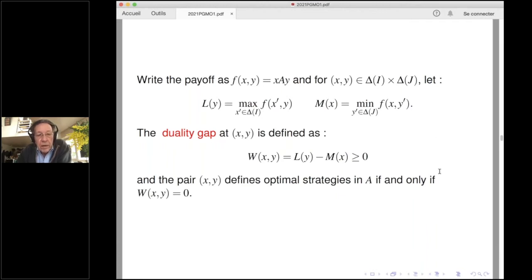And it's easy to see that a pair of strategies will define optimal strategies in the set A if and only if the duality gap is 0. It's also saying that the min max equals the max min. So this will be the quantity that we will use to show the convergence property.